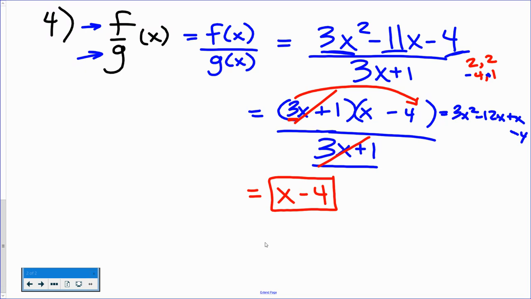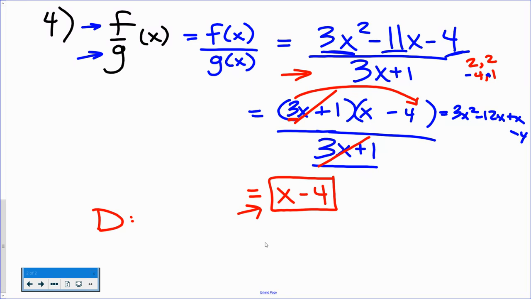Okay, for my domain, now if you look at this, you'll say, yep, all real numbers, I can subtract any number I want by 4. True. But we need to think about the domain from the original problem, right? Originally, there was something in the denominator. We have restrictions on denominators and we have restrictions on numbers in square roots.